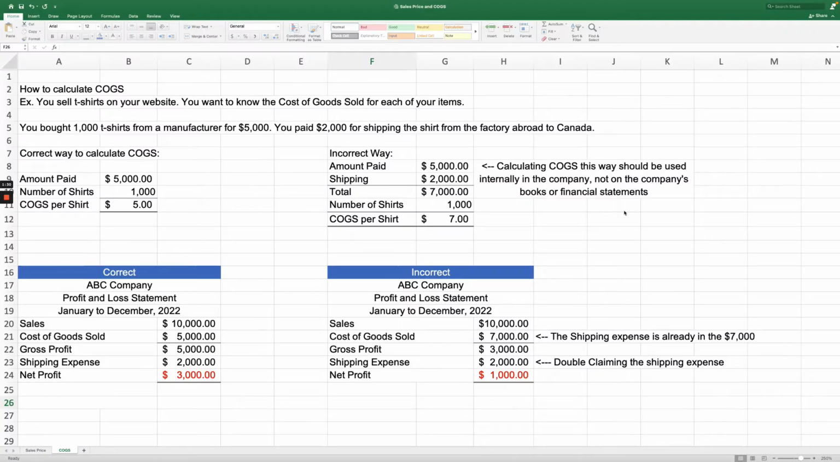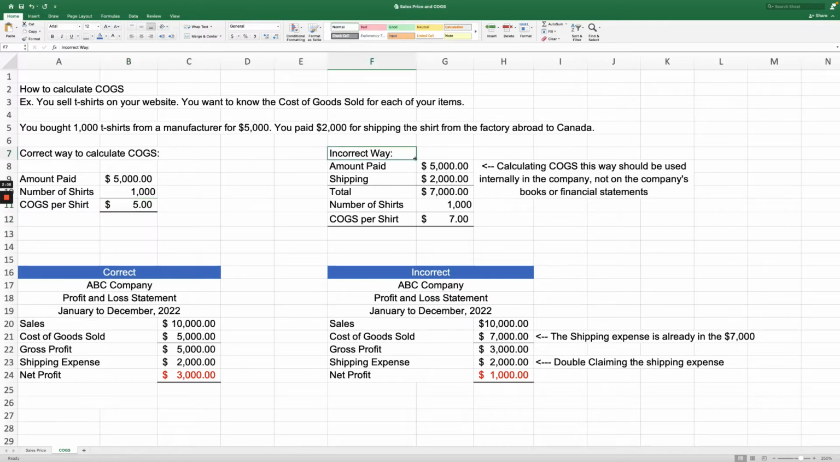Okay, so here is the cost of goods sold. In this scenario, you sell t-shirts on your website, and you want to know what the cost of goods sold for each of your items is. You bought 1,000 t-shirts from a manufacturer for $5,000 and you paid $2,000 for shipping the shirts from the factory abroad to Canada. The correct way to calculate cost of goods sold is very basic. It's the amount you paid for the shirts divided by the number of shirts. So the cost of goods sold per shirt is $5, right?